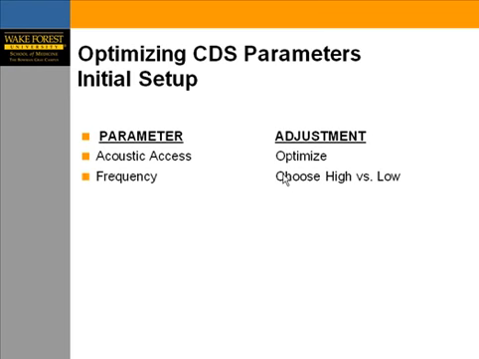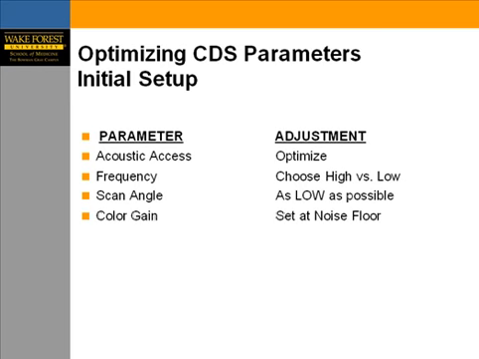The other thing is frequency. As we said, choose high versus low based on what you're looking at: closer to the surface, deeper to the surface, and also consider the limitations of how far the organ of interest is from the surface. Next parameter is scan angle. Make sure you have the lowest angle possible to achieve the best results. The next parameter is color gain. Set this at the noise floor level.